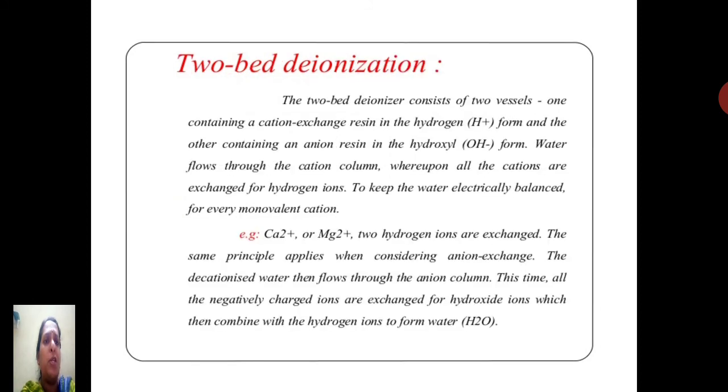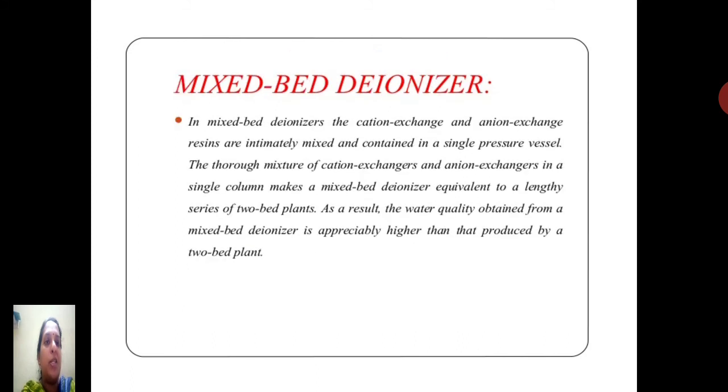In two-bed deionization, as we saw, we have a cation exchanger bed as well as an anion exchanger bed, and the raw water is fed to these two continuously. It gets treated and the ions get removed, then finally it is sent out. So what is a mixed bed deionizer? In this case, the cation as well as the anion exchange resins are intimately mixed and contained in a single pressure vessel. The thorough mixture of cation exchanger and anion exchanger in a single column makes a mixed bed deionizer equivalent to a lengthy series of two bed plants.